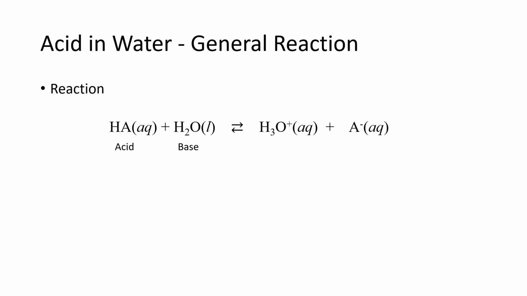Let's look at the general reaction of an acid dissociation in water. This means an acid dissolving in water. First, notice that the acid is HA, where A is some anion. We know this is the acid because if you look on the product side, HA has donated its proton, and the anion, A negative, remains.